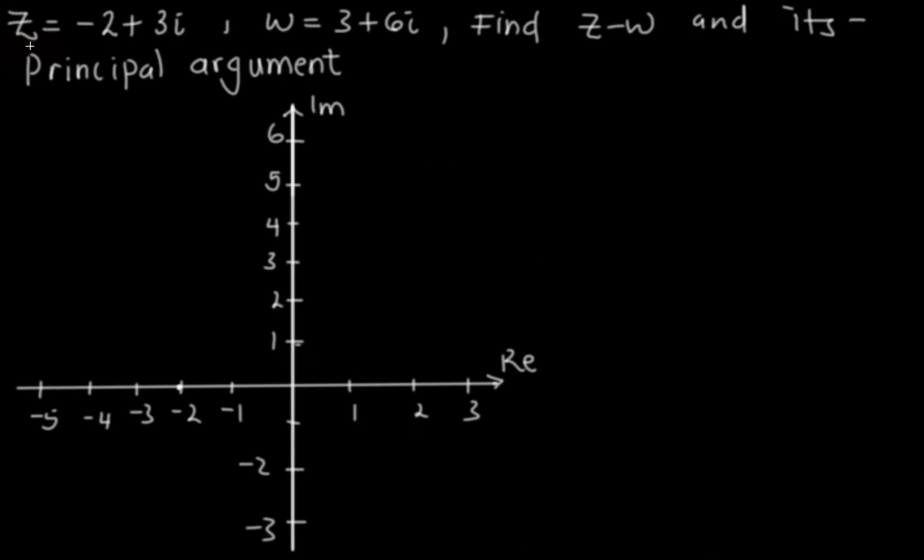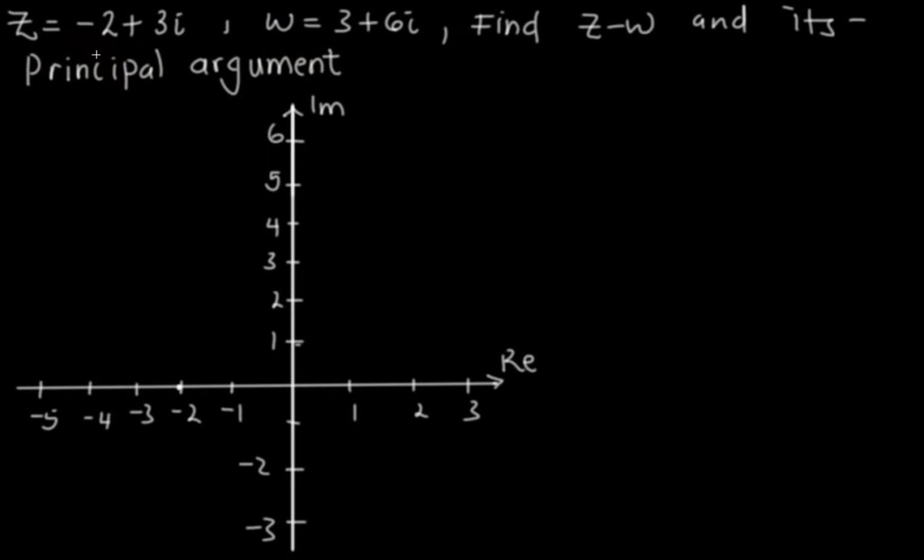Example number 2. Z is equal to negative 2 plus 3i and W is equal to 3 plus 6i. Find Z minus W and its principal argument. Now the first thing to do is to locate Z and W on the Argand diagram.